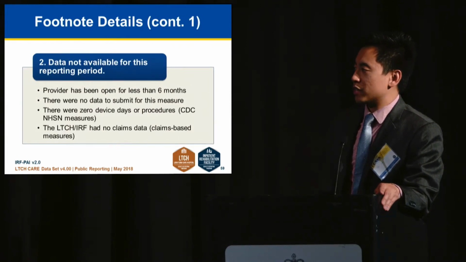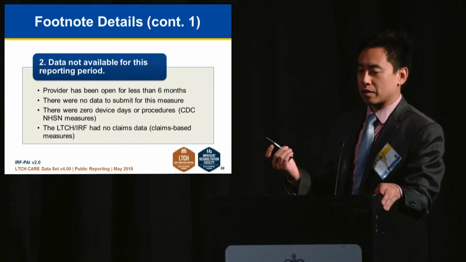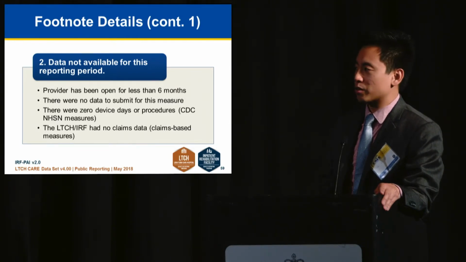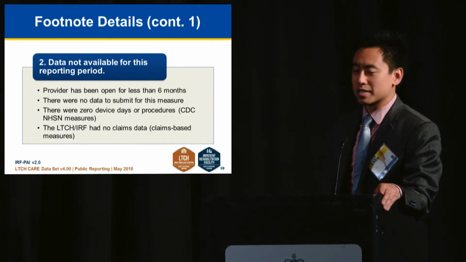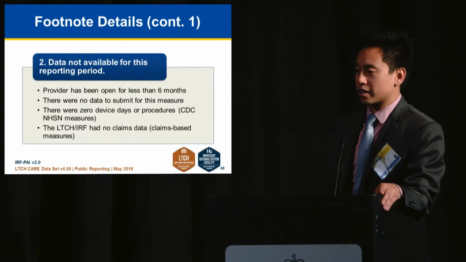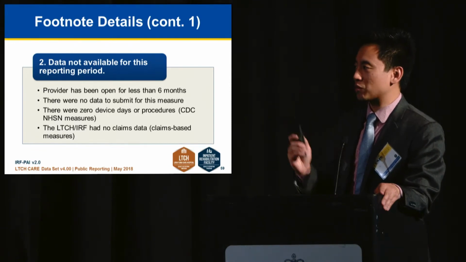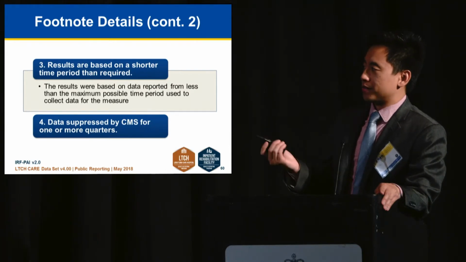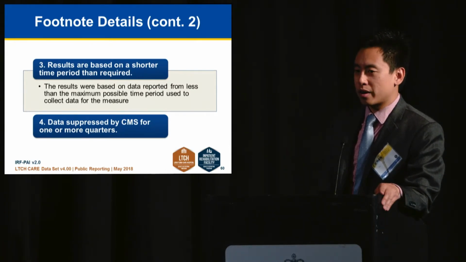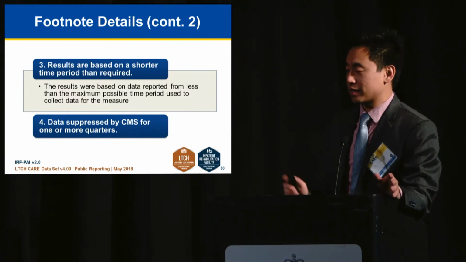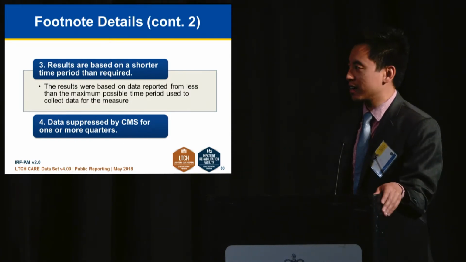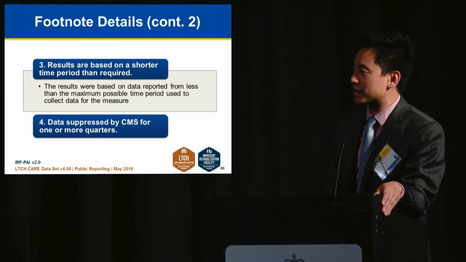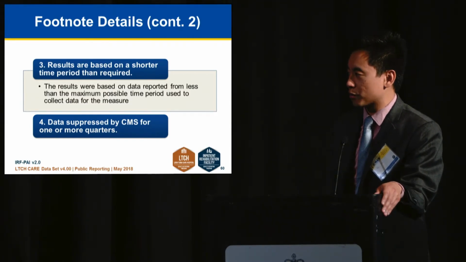Number 2 is data not available for this reporting period. So if you've been open for less than 6 months or you had no data to submit for this measure, 0 device days for the CDC measures, or your LTAC or IRF had no claims data, then we put footnote number 2. Footnote number 3, if the results are based on a shorter time period than required. So if the results are, let's say, 3 quarters as opposed to a year, I don't think we ever had this situation yet, but if it were the case, we would put in footnote number 3.